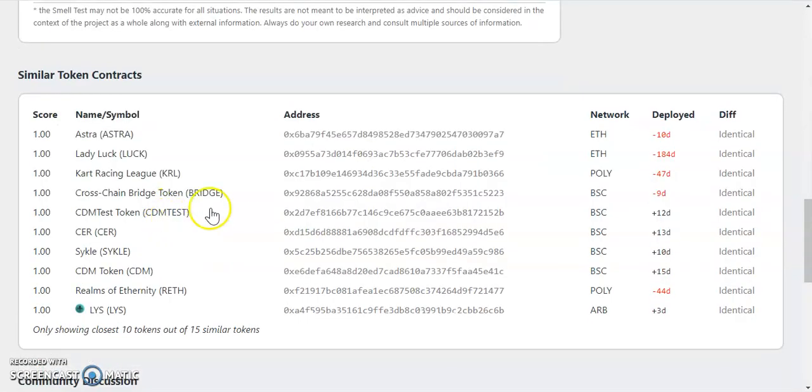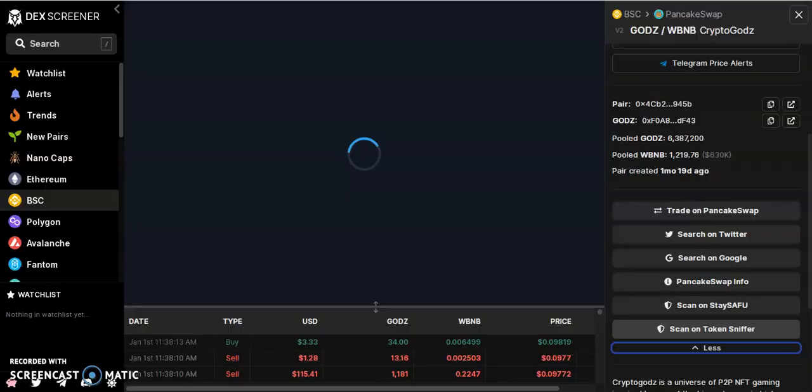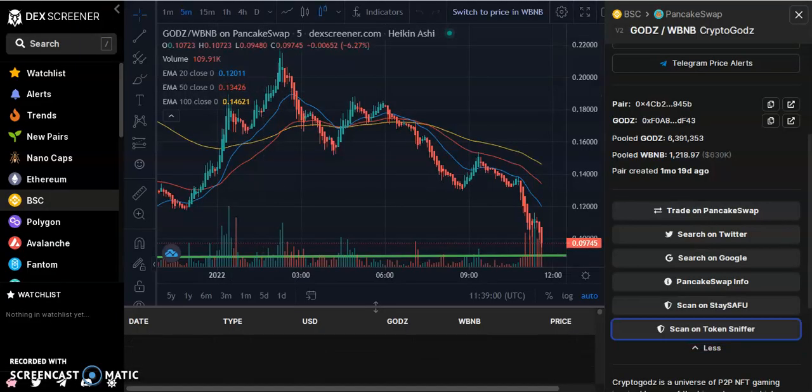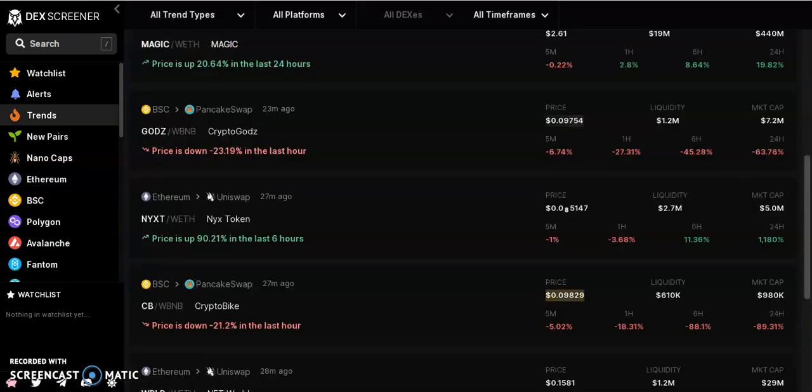Okay, the rest doesn't really matter. You're just gonna go in and out, and that's it. Because there are lots of honeypot tokens you can only buy and not sell, so that's not good, because that's just going to be you throwing your money away. Okay, so let's go for the next one.